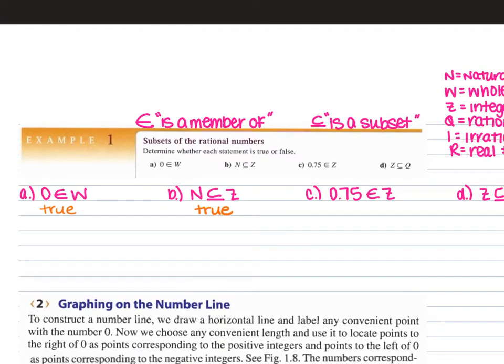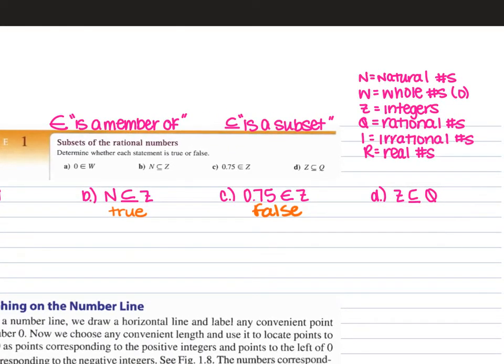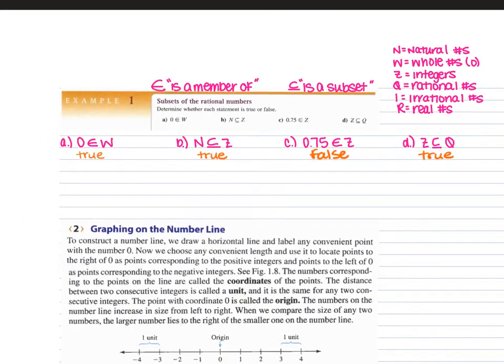C says that 0.75 is a member of an integer set. Integers don't have fractions or decimals attached to it. 0.75 is a decimal, so this is false. And then D, we have Z, so an integer, is a subset of Q. Q is rational numbers, so Z are integers. Those integers are rational numbers, so this is true. In order for a number to be an integer, it also has to be a rational number. If a number is a whole number, it also has to be a rational number.